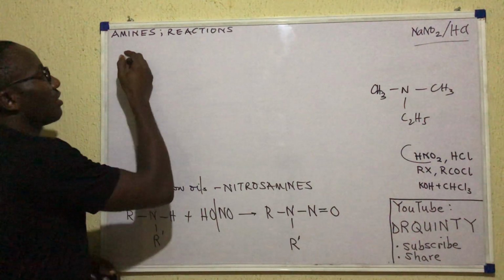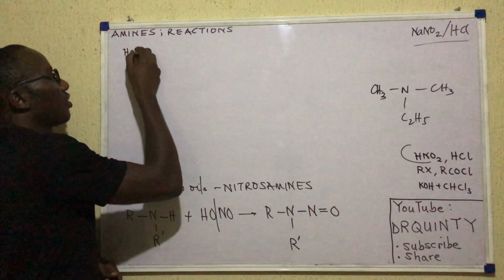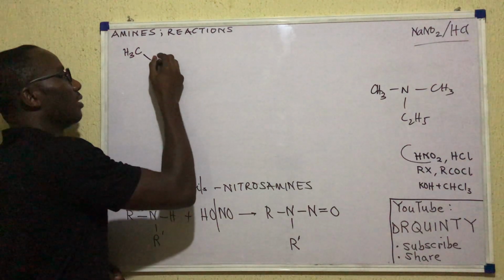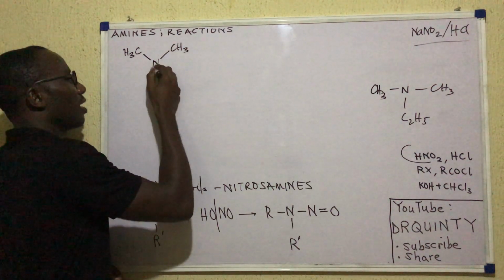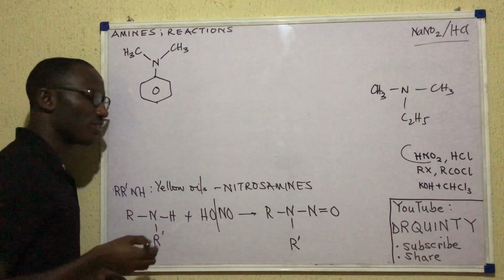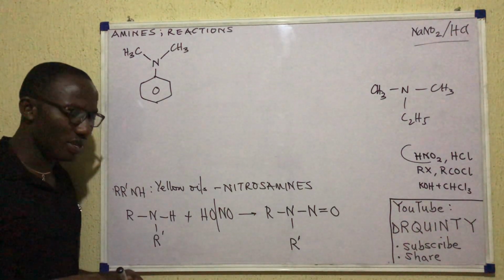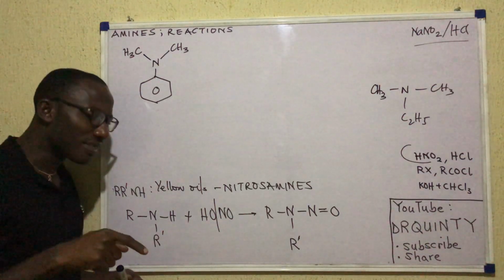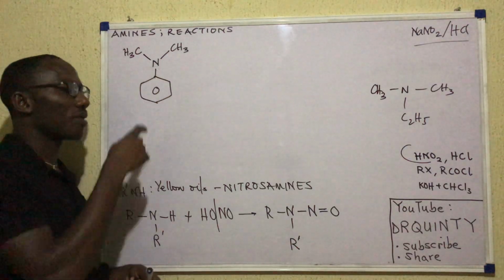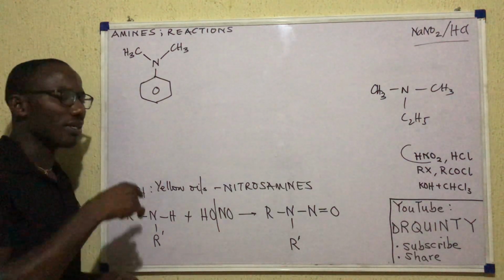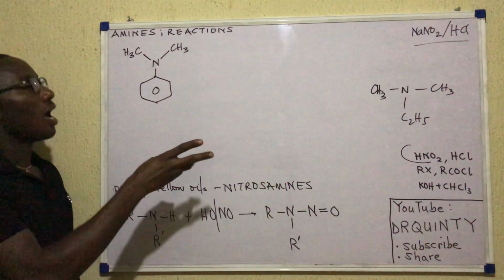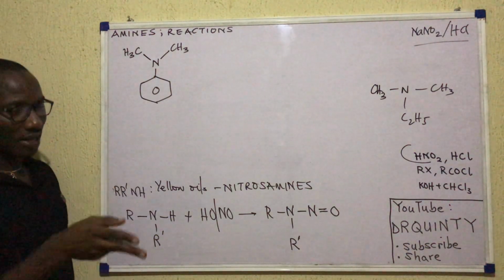But if we have a tertiary amine like H3C, this is N, then that's CH3, then down here we have the aromatic ring. This is not just a tertiary amine, it is an aromatic tertiary amine. We say it is an N,N-dialkyl aromatic tertiary amine. So this amine is tertiary, that's one, and then it is aromatic, that's two.